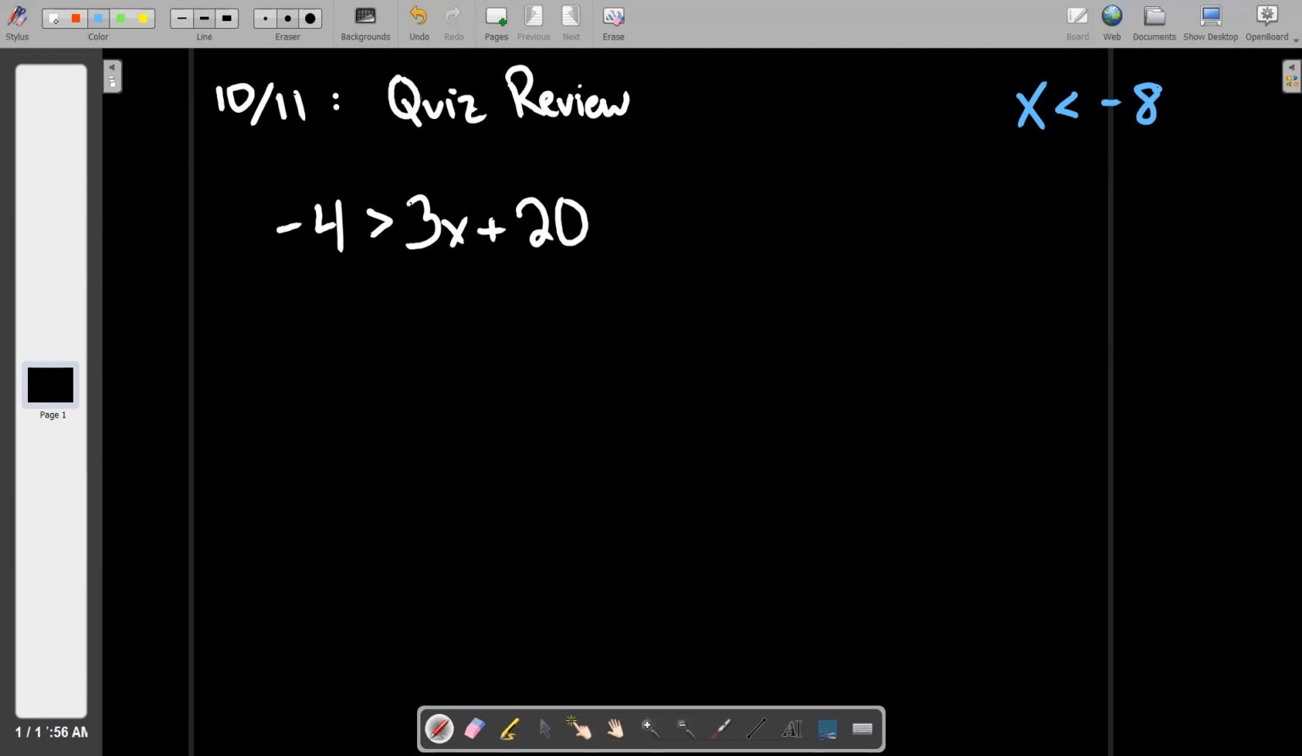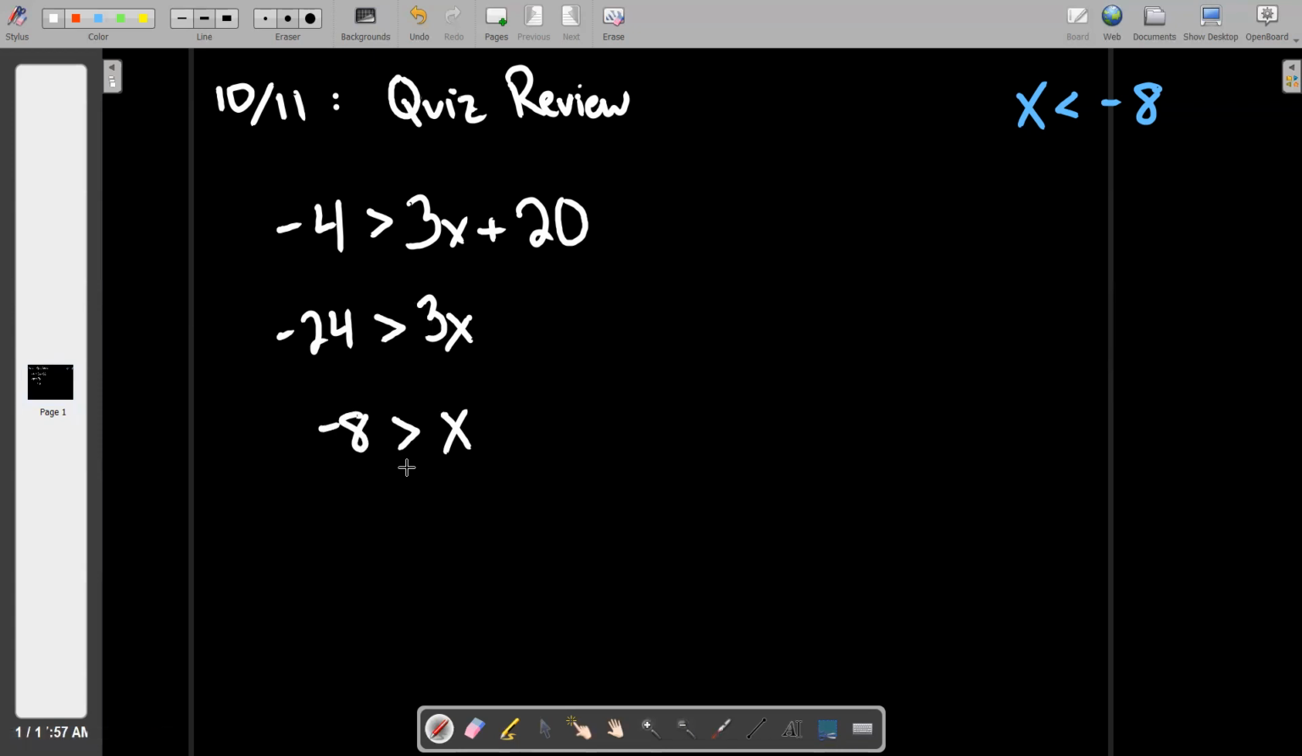So if I subtract four from both sides, my next line, I would still have the 3x. I would still have my sign oriented the same. And if I have the negative four and I subtract the 20 to make it move, I get negative 24. And then if I divide both sides by 3, since it's a positive 3, I don't have to switch the sign. I leave it the same way. And negative 24 divided by 3 is negative 8.